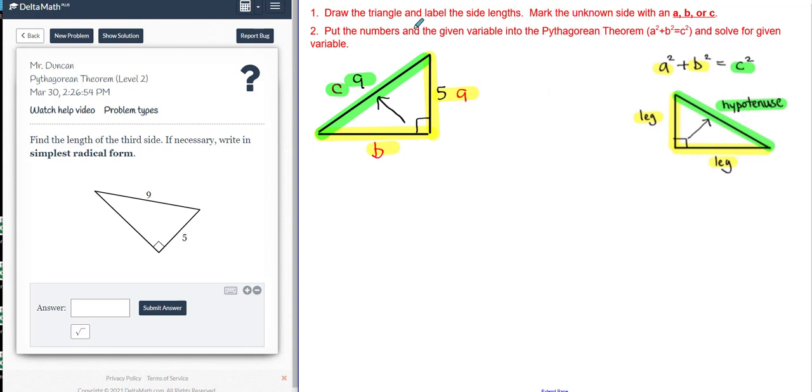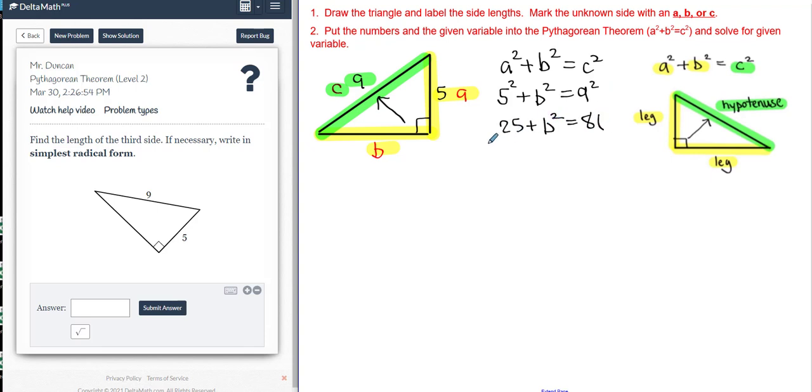Step number 2 is we want to put the numbers in the given variables into the Pythagorean theorem. So I have A squared plus B squared is equal to C squared. I'm going to put in 5 for A. My B value is going to remain B. And my C value is 9. So 5 squared is 25. B squared will stay B squared. And 9 squared is 81.